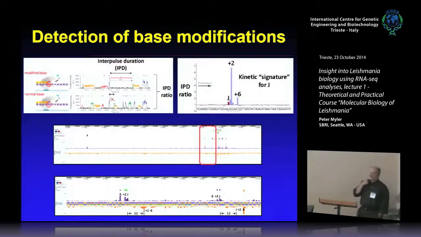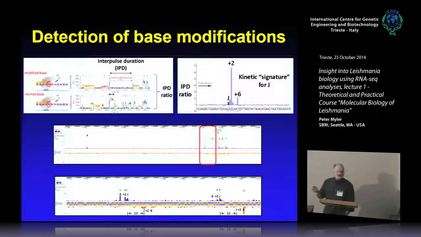Okay, the other thing that you can use SMRT sequencing for is to detect base modifications. As I was showing you before, you get a pattern of fluorescence. You can also measure the time that it takes between these peaks. If you have a modified base, the polymerase stalls a little while, so the gap between the bases increases over what it would normally be. That will tell you that there's a modified base.